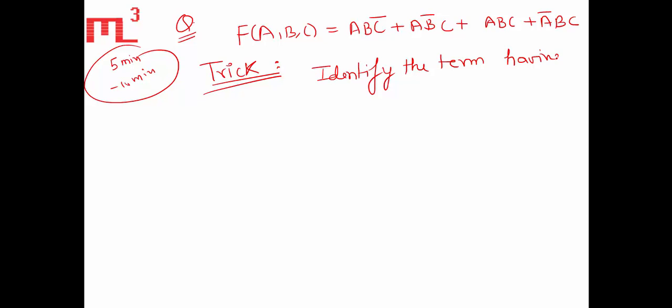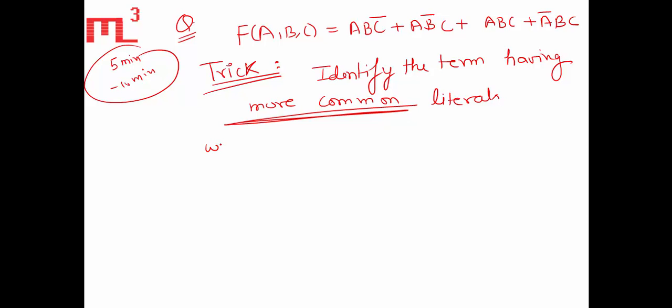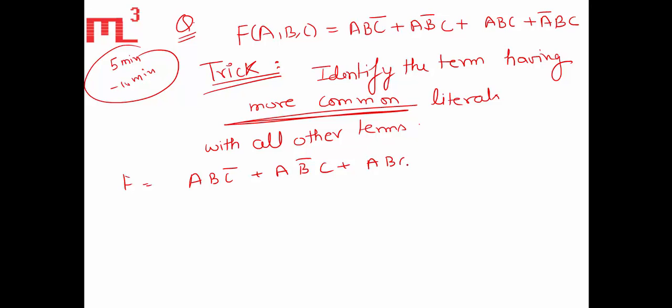having more common literals with all other terms. This is the heart of this trick. Example, let's see. We have a b c bar, a b bar c, a b c, and a bar b c.